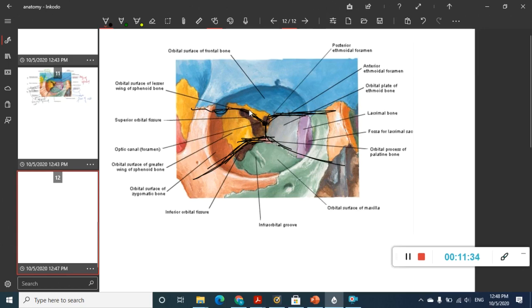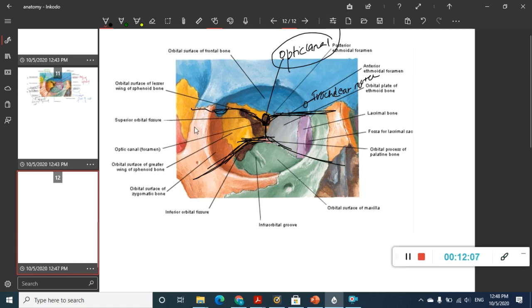Okay, so what are the important things that you see in the roof? In the roof, you have this canal. What is this? Optic canal. The optic canal is present in the roof. Then in the anteromedial angle, you have a trochlear notch, or spine, which is present here.